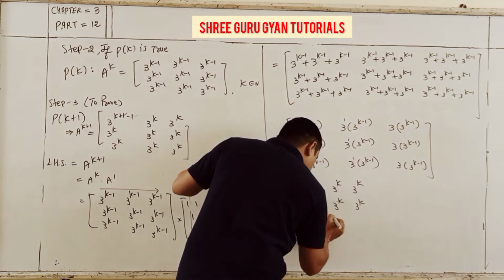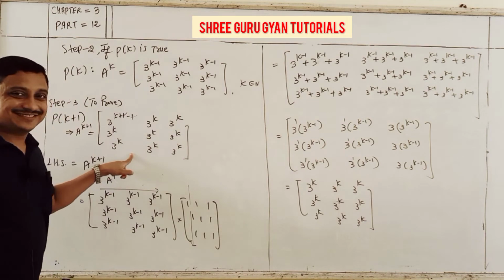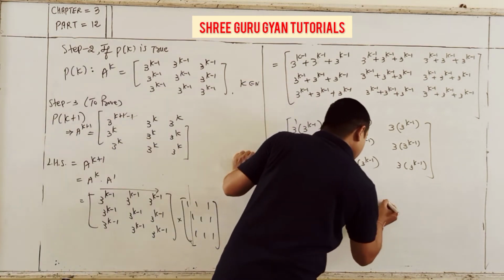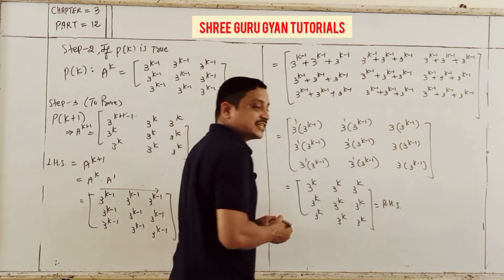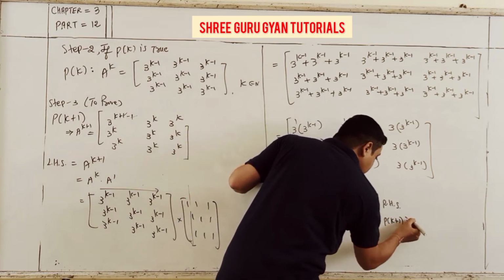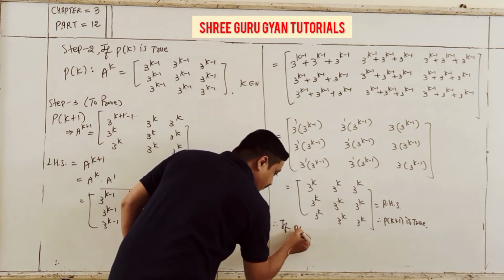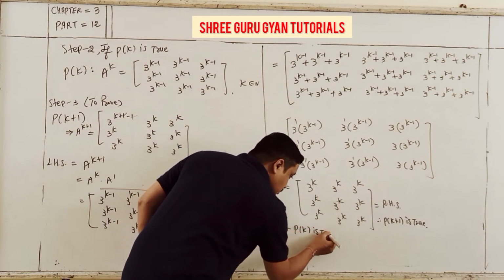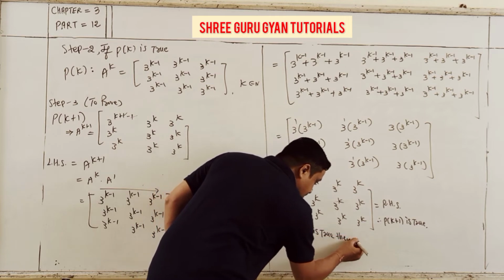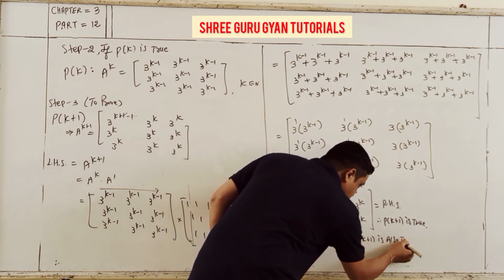And that is your RHS. Check that. Definitely covered. So my numerical is done here, but I just write down, therefore P of k plus 1 is true. So what did you finally prove? Therefore if Pk is true, then P of k plus 1 is also true.